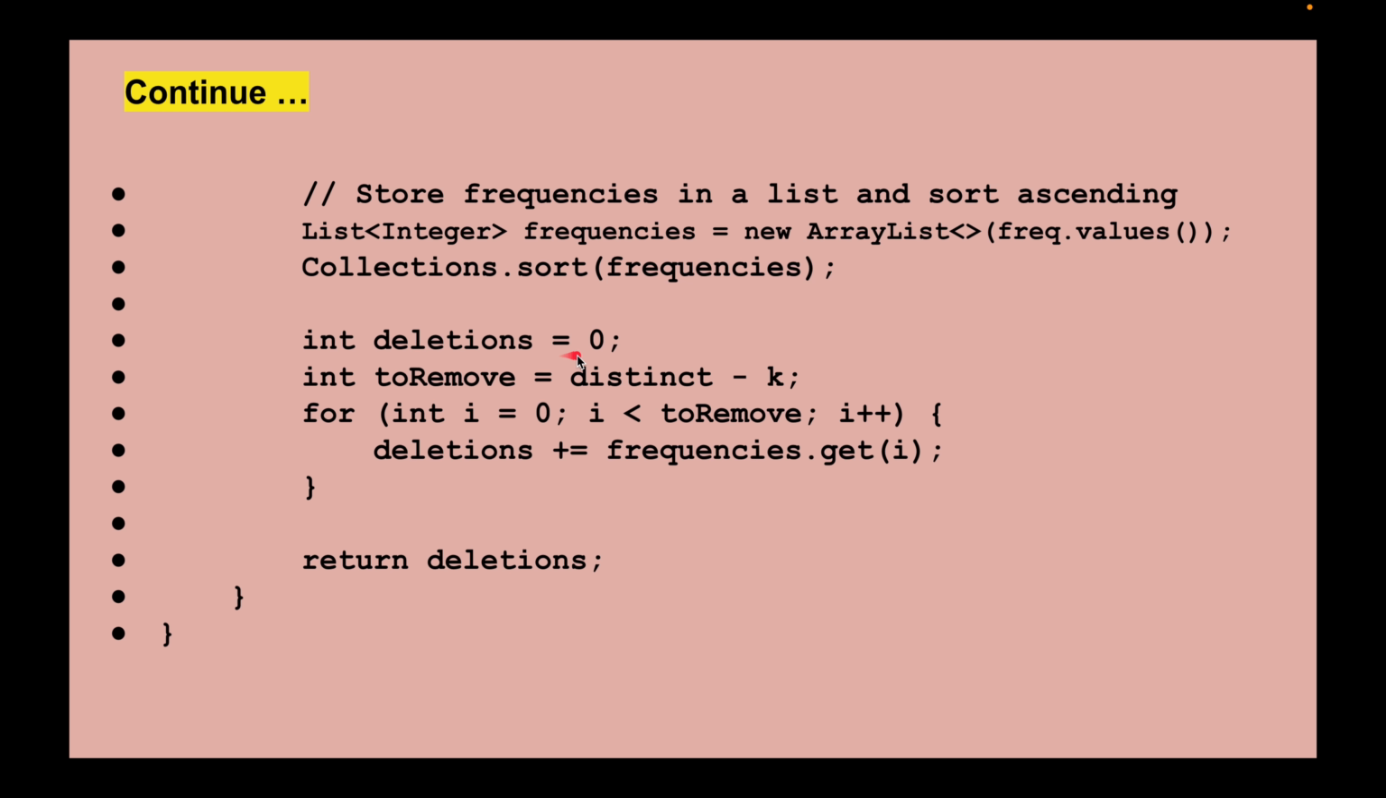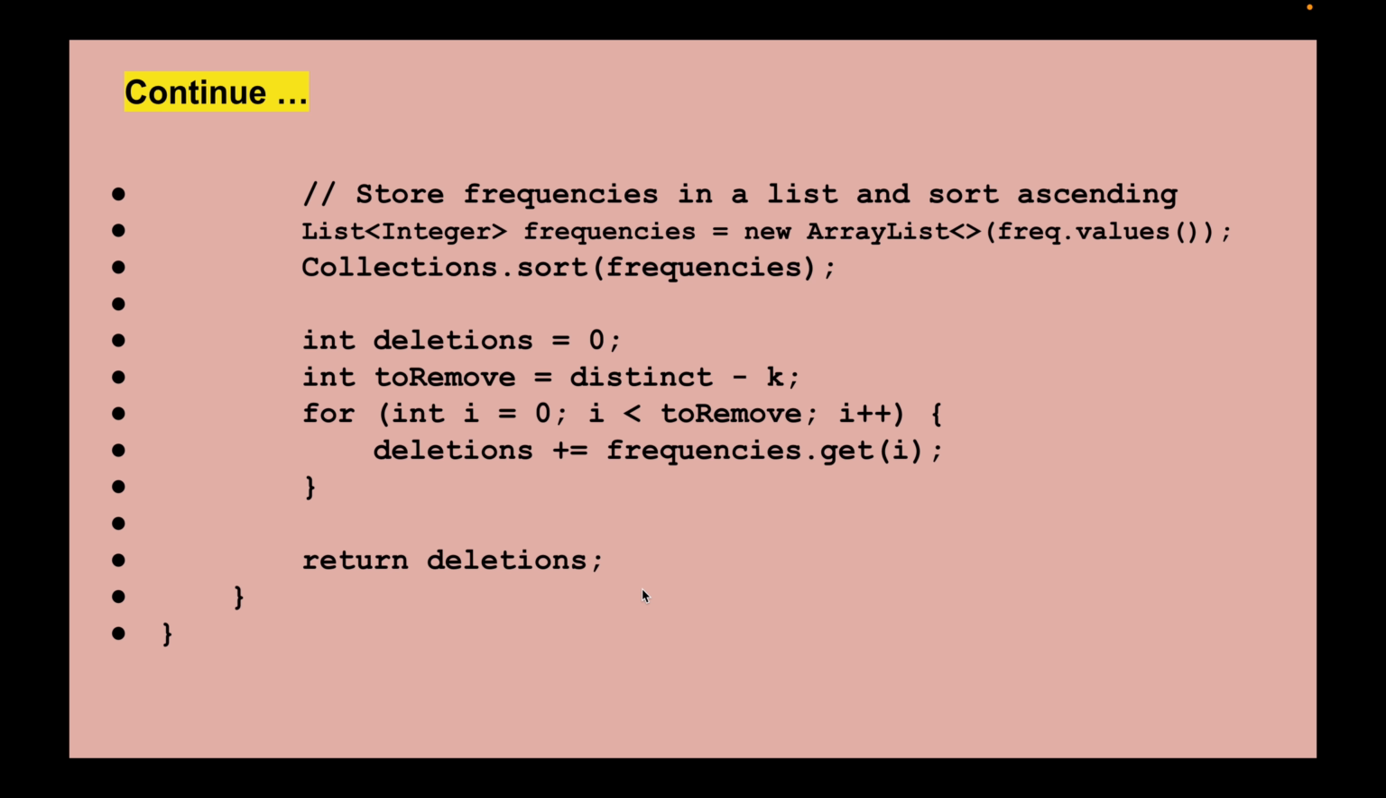Now int deletions equal to 0. Then int toRemove, how many we need to remove, will be distinct minus k. A for loop runs from 0 to toRemove, and deletions plus equal to frequency.get, updating how many deletions are required. Finally, we'll return deletions.